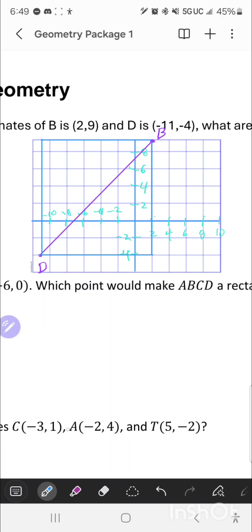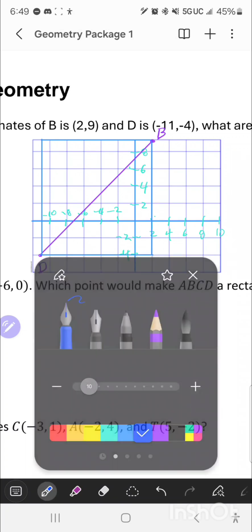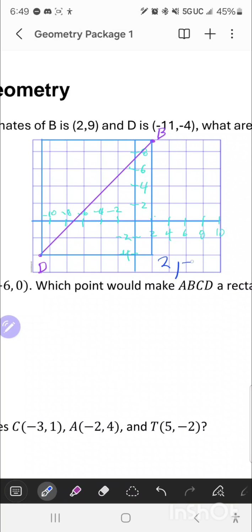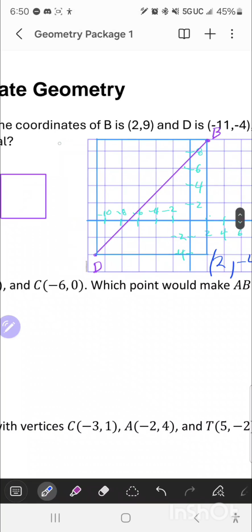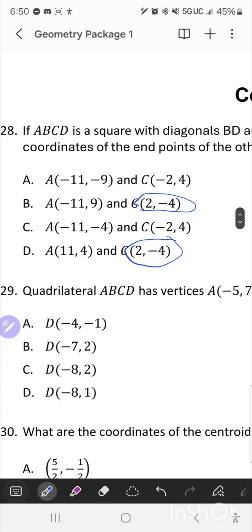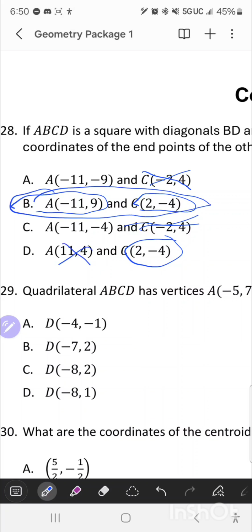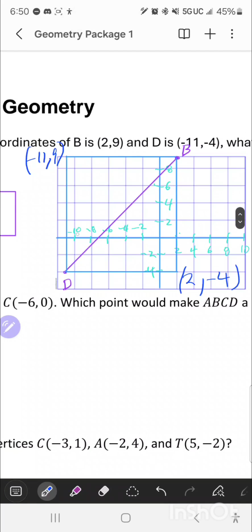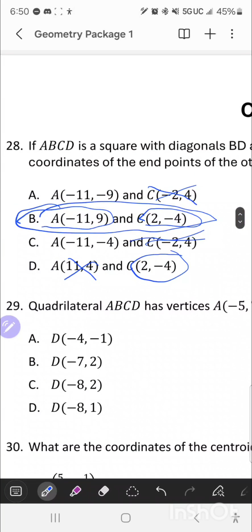And the coordinates we got, let's see if they are the answers. They must be. So 2 comma negative 4 here, and negative 11 comma 9. 2 comma negative 4 is here, so we cross out this answer. So negative 11 comma 9 here. This is our answer. And negative 11 comma 4 is over here and it doesn't make sense at all to draw a square. And yeah, that's our answer.